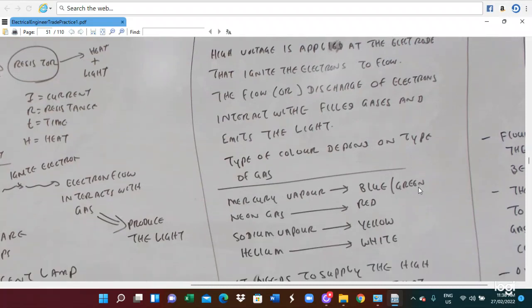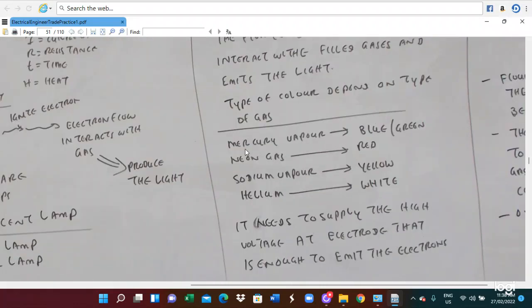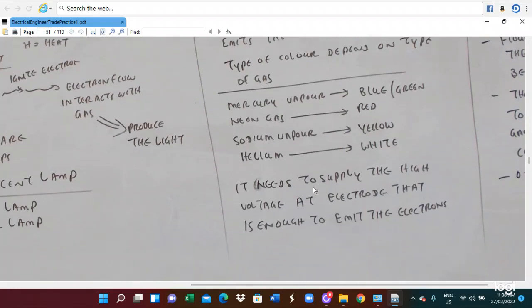As for the type of color, the light color depends on the gas. If you use a mercury vapor, it can produce blue and green. Neon gas produces red, sodium vapor yellow, and the halogens are white. It needs a high voltage supply at the electrode, enough to emit the electrons.